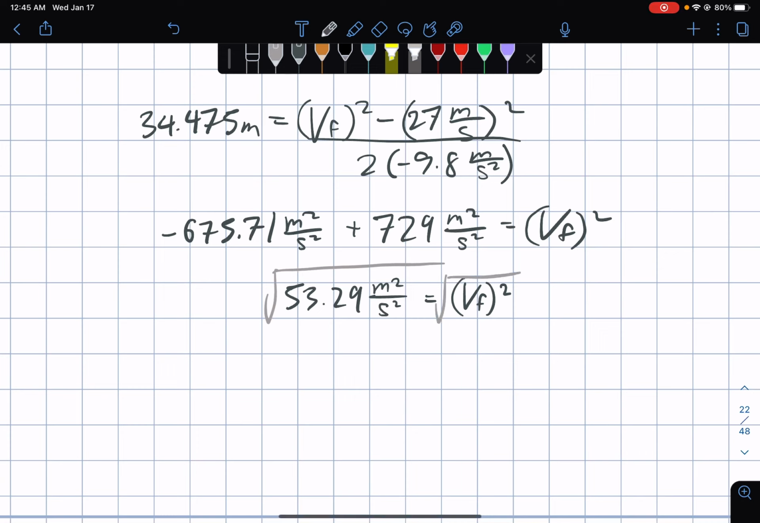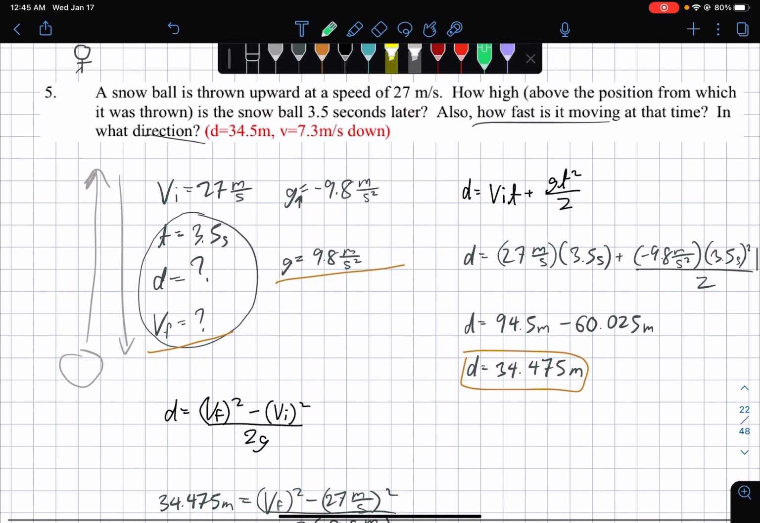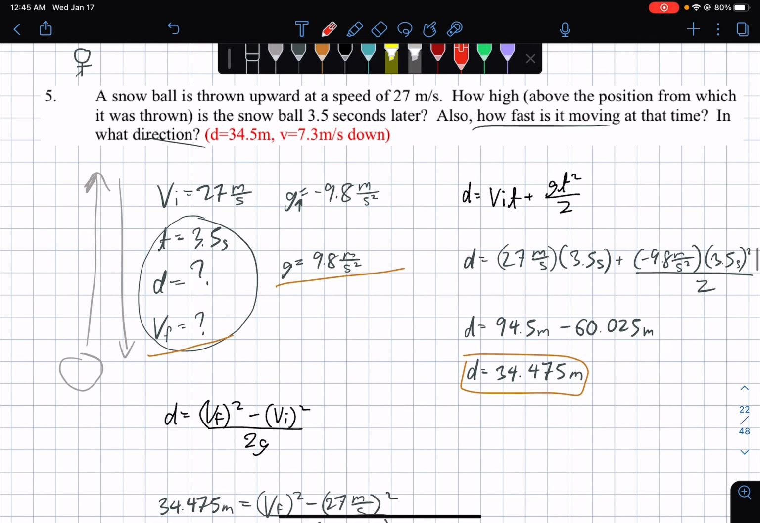Find the radical sign. Vf is equal to 7.3 meters per second. Did I get it right? Okay, so 7.3 meters per second, and what direction? This is going to be kind of challenging for me. What direction?